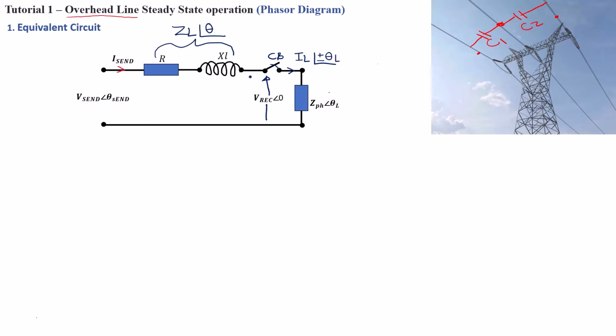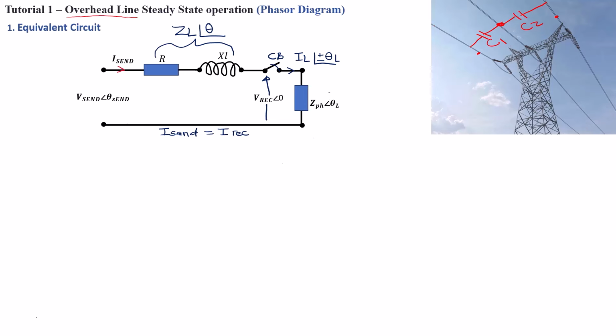Now we are assuming that we don't have a transformer in between our transmission line here. We basically just have a transmission line. In that case, the current from the sending end, I send, must be equal to the current from the receiving end, because you are just dealing with a series circuit here. So I send must be equal to I receive.